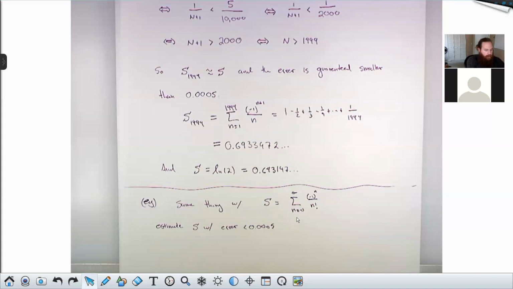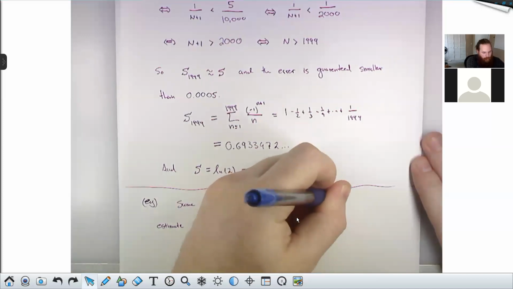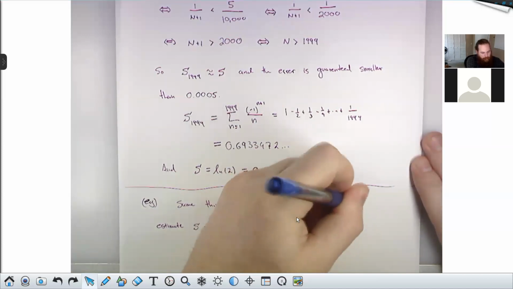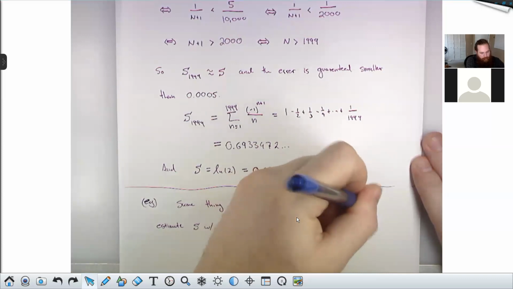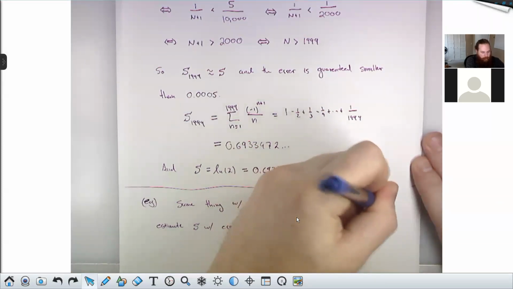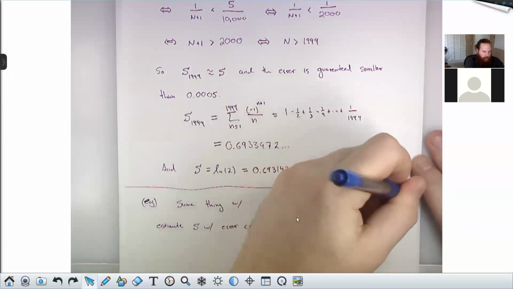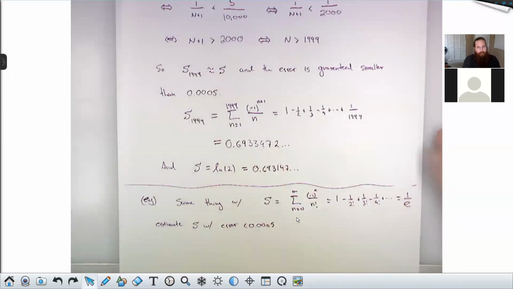This is an alternating series. It's 1 minus 1 over 2 factorial plus 1 over 3 factorial minus 1 over 4 factorial, and so on. And I happen to know that this converges to 1 over e, for similar reasons that I know the previous one converged to log 2.